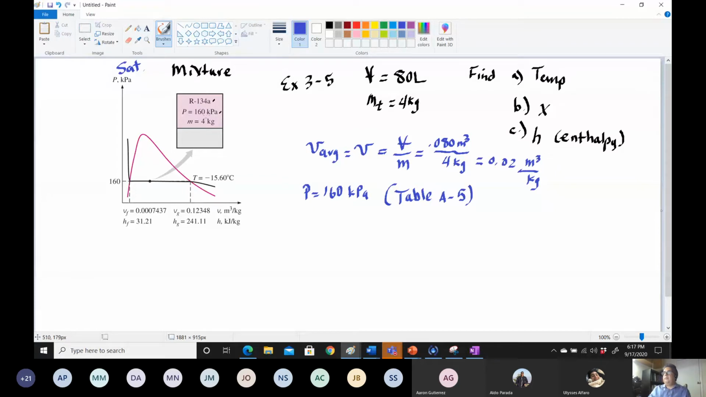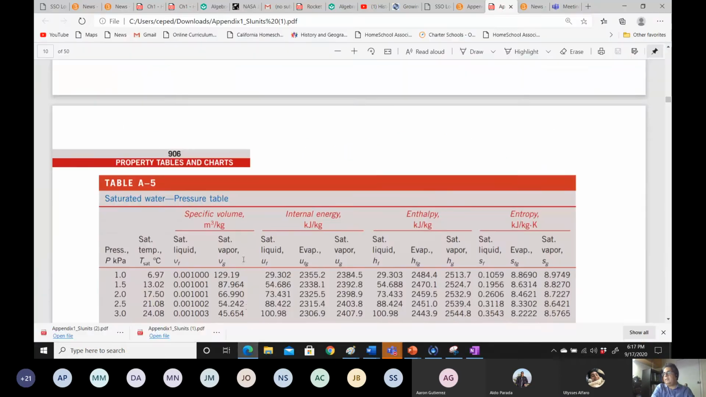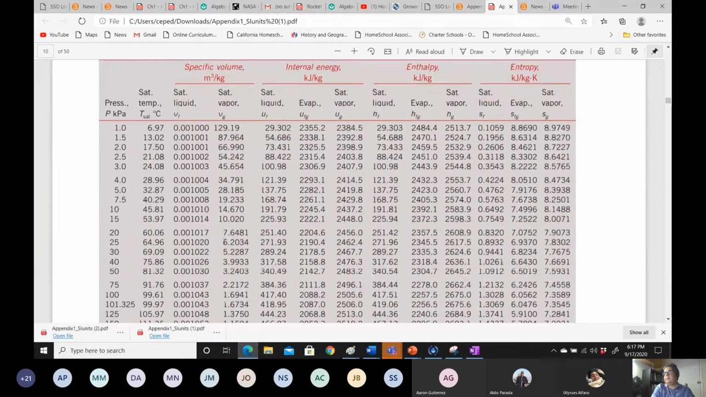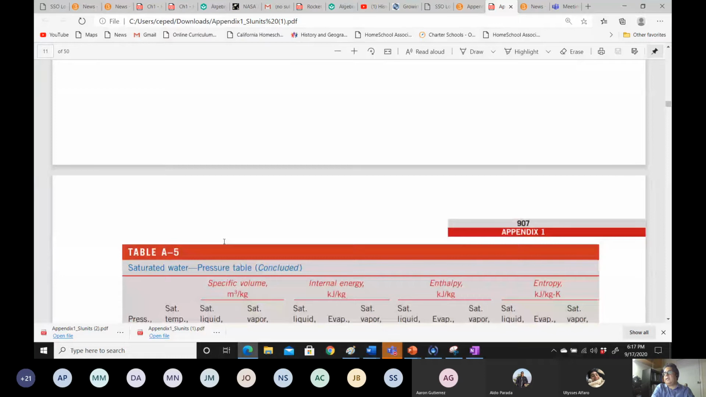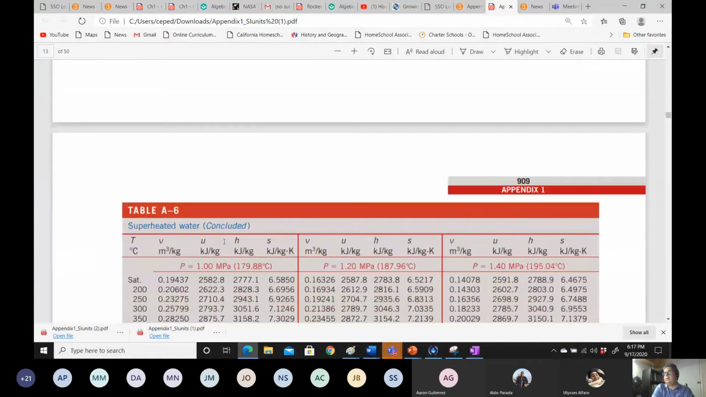So this is R134A. This is the stuff that's inside the air conditioner in your car, right? So when you start losing cooling ability, it's probably because the stuff's leaking out, and you've got to go get it recharged. So that's a different table. I was looking at the saturated water table. This one is way in the appendix, I think A13.